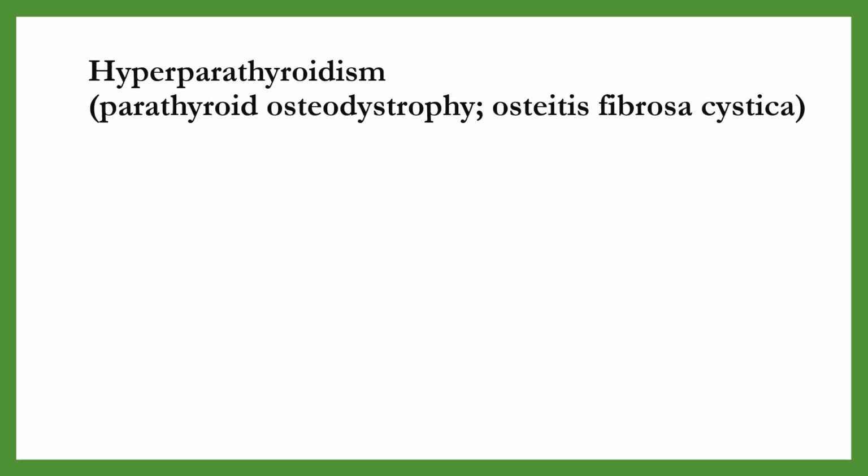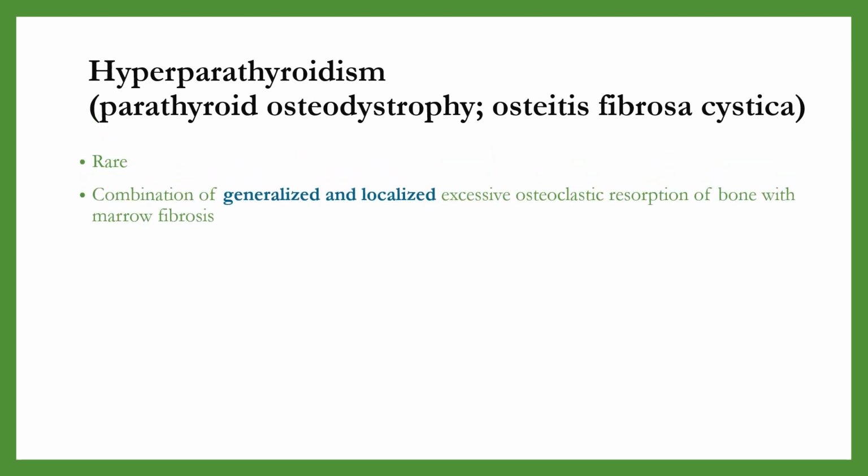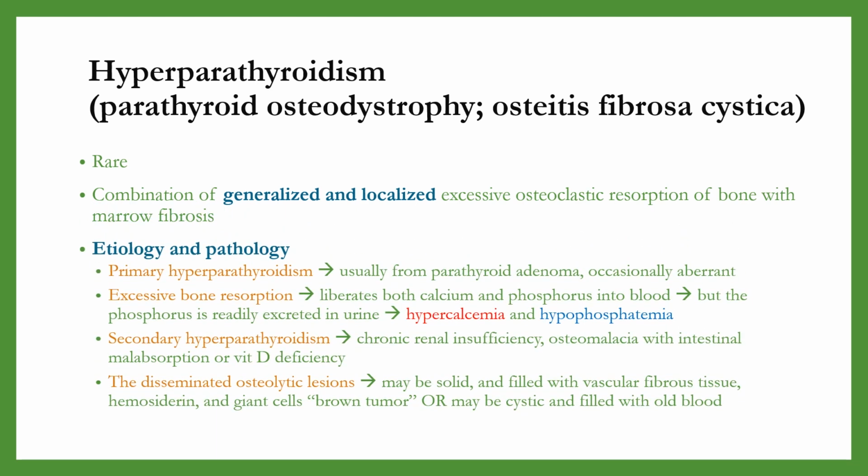Hyperparathyroidism. It is rare. It is a combination of generalized and localized excessive osteoclastic resorption of bone with marrow fibrosis. Etiology and pathology: there is primary hyperparathyroidism, usually from a parathyroid adenoma, and it is occasionally aberrant. Excessive bone resorption liberates both calcium and phosphorus into the blood, but the phosphorus is readily excreted in urine. Therefore, there is hypercalcemia and hypophosphatemia.